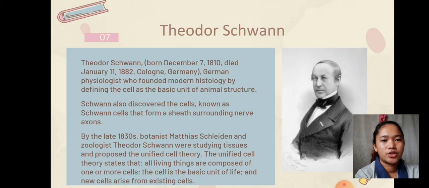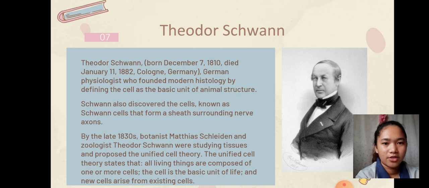Lastly, Theodor Schwann. Theodor Schwann was born December 7, 1810, and died January 11, 1882, from Cologne, Germany. He was a German physiologist who founded modern histology by defining the cell as the basic unit of animal structure. Schwann also discovered the cells known as Schwann cells, that form a sheath surrounding nerve axons.